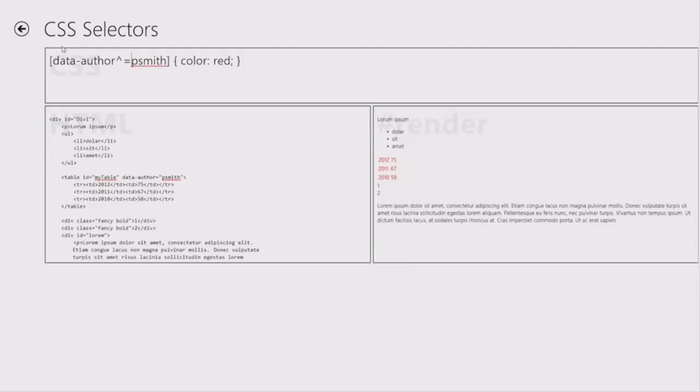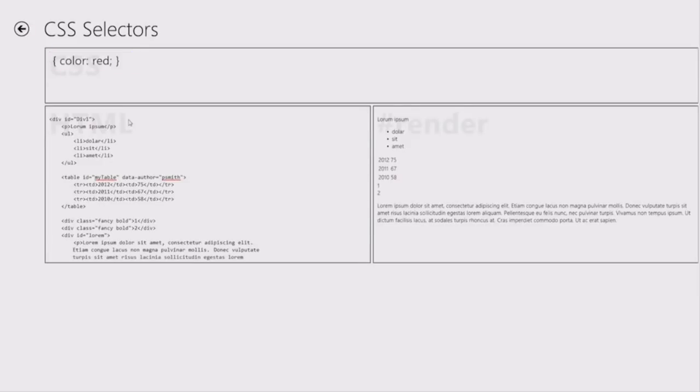Now you can also say that it matches any part of it with an asterisk equals. So now anything that contains P. Smith, which P. Smith does, or anything that just contains Smith, or anything that just contains P. So those all match, you can tell because my table is still red. But E, no, that doesn't match. It's nowhere in the author's name. All right? So that is the attribute selector.